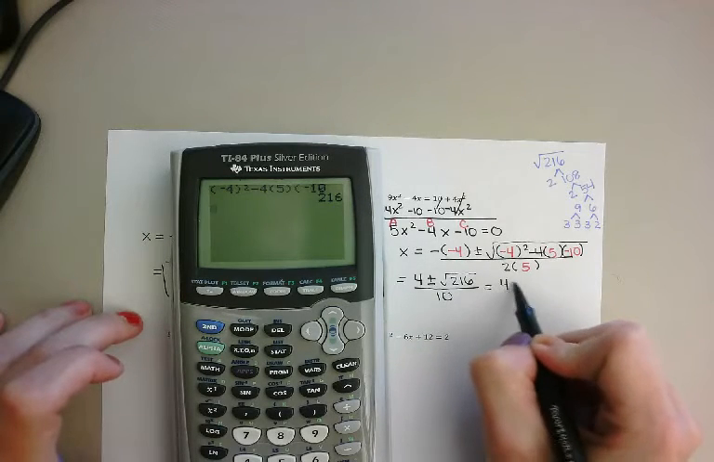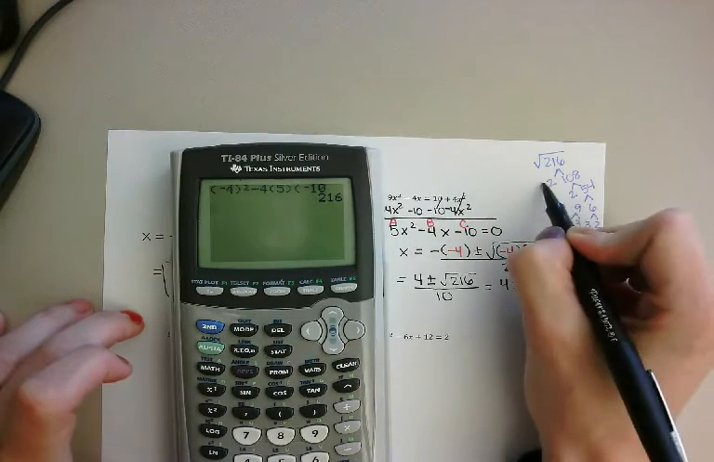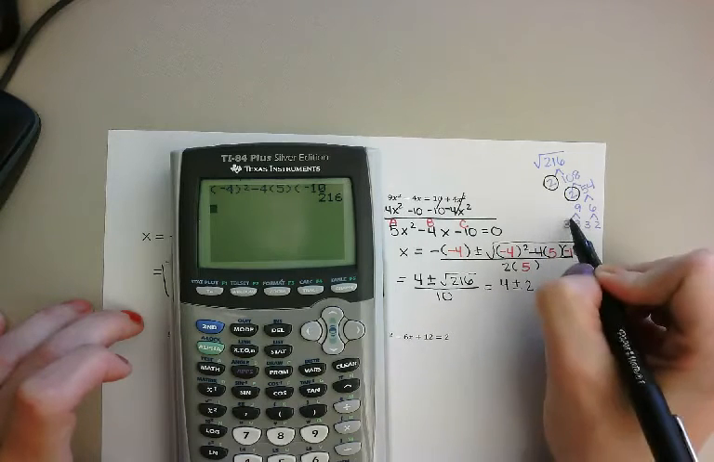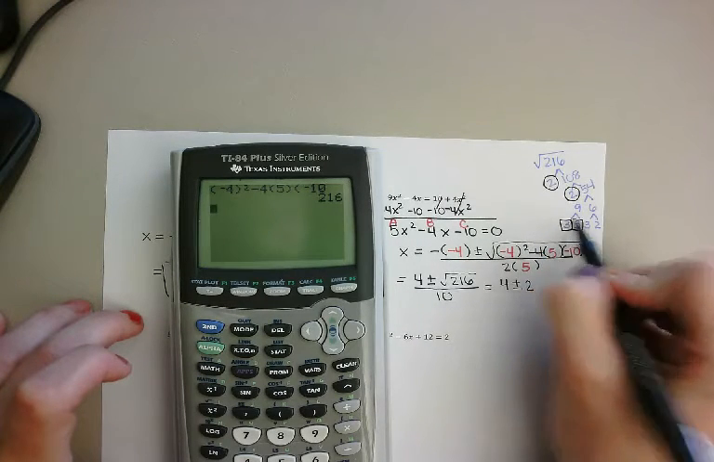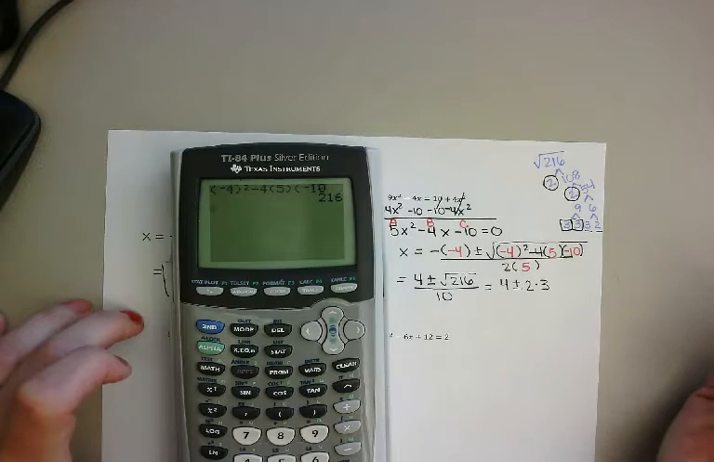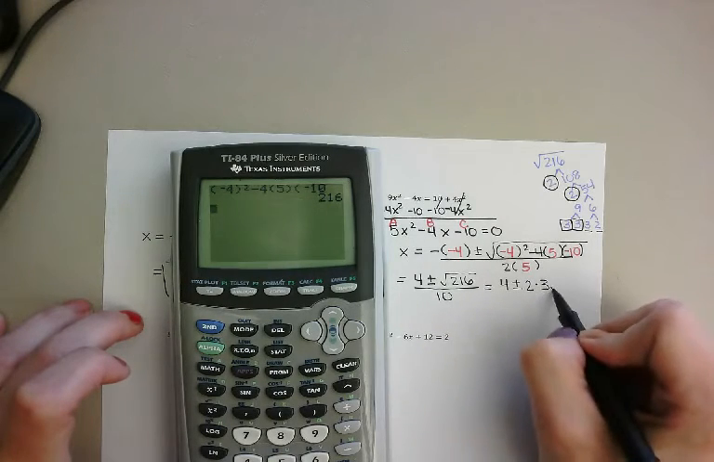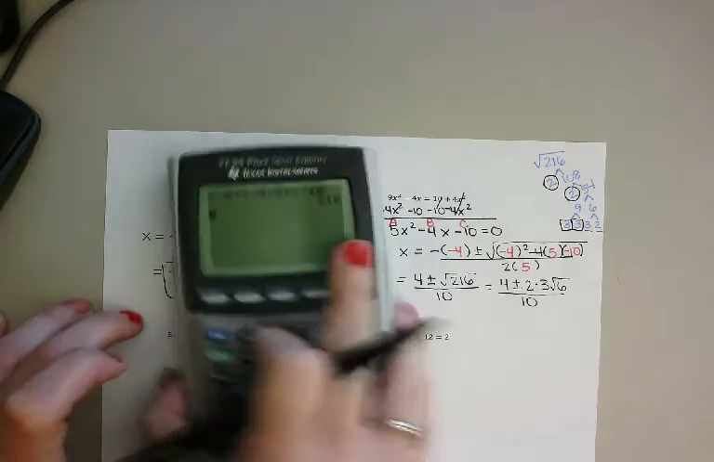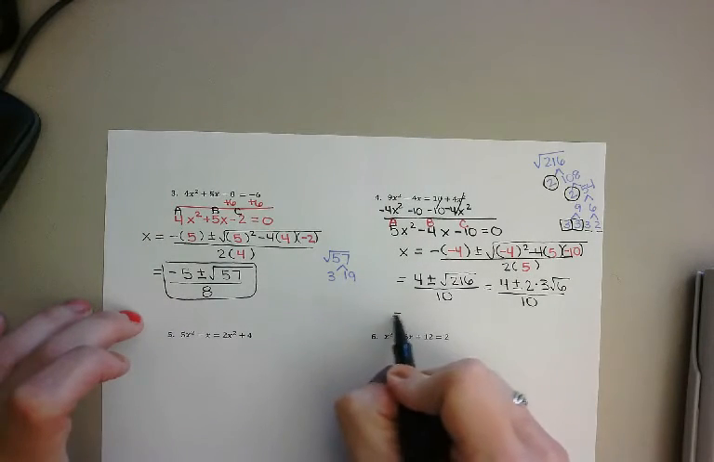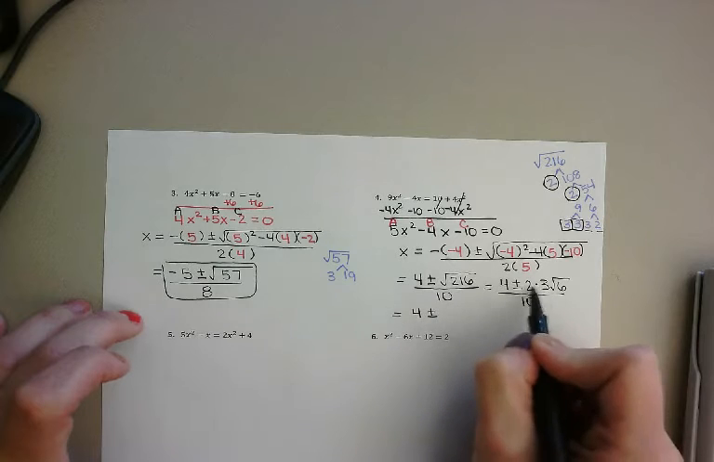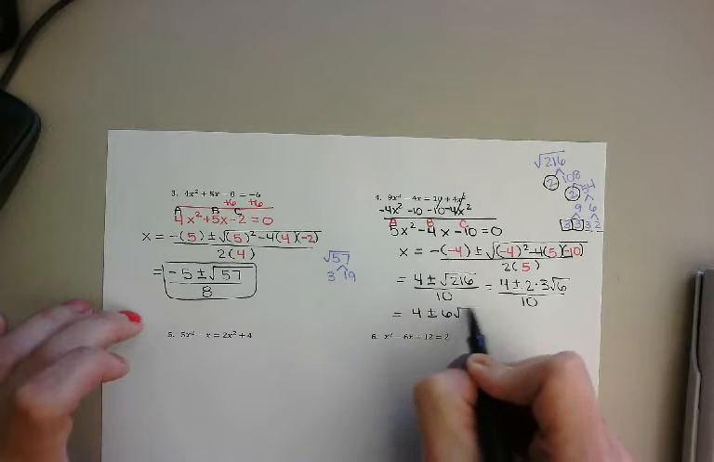So I'm going to say 4 plus or minus, so I have a pair of 2's. Put the 2. I have a pair of 3's, so I'm going to bring out a 3. This 2 and 3 don't have a pair, so I'm going to multiply them back to the 6. And then I'm going to divide this by 10. And again, I'm going to clean this up. So here's a 4 plus or minus 2 times 3 is 6.